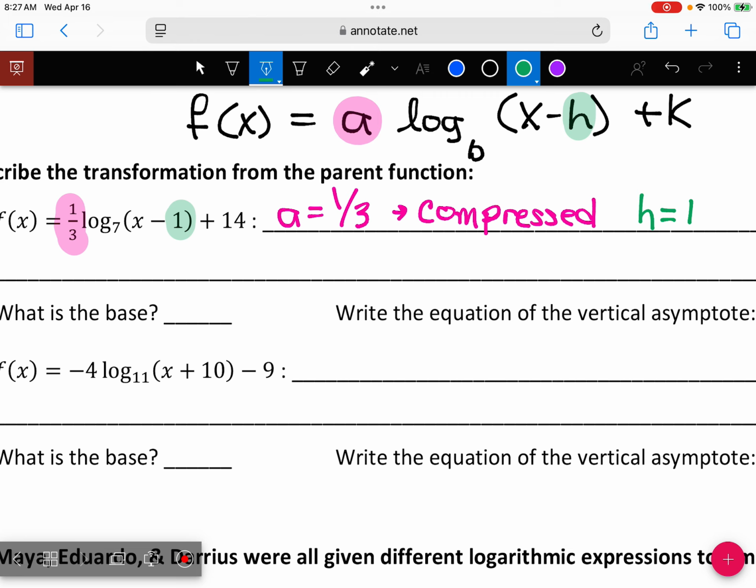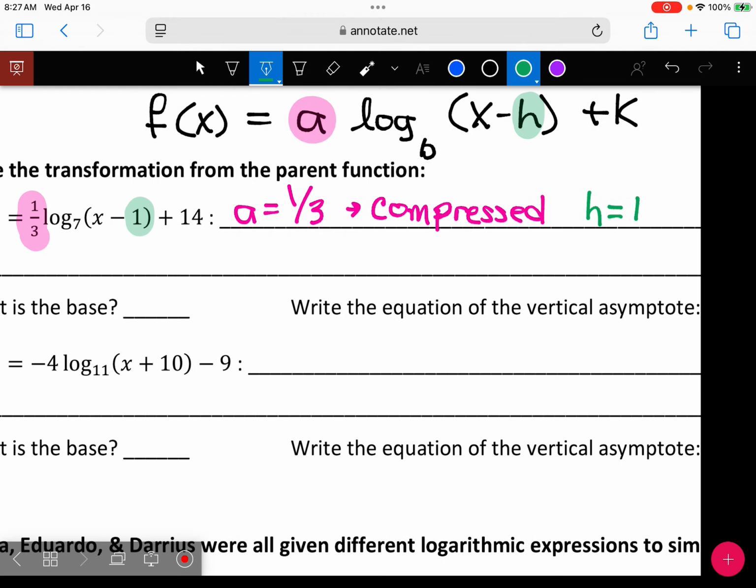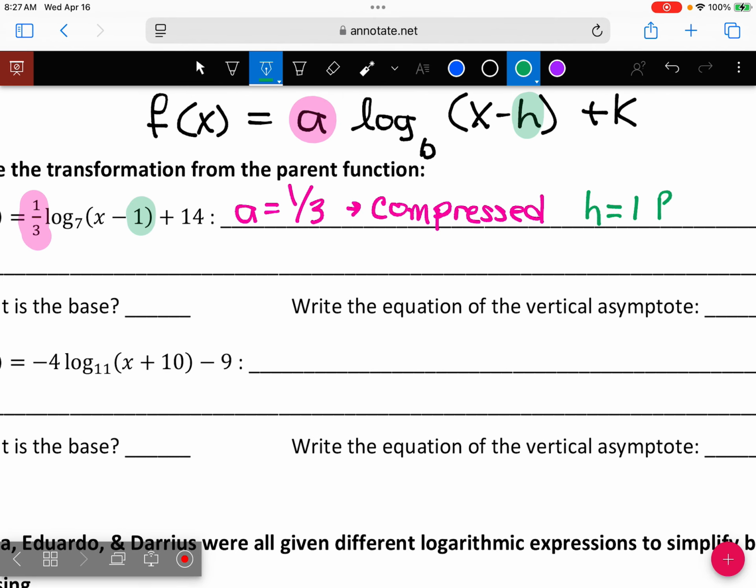It's going to go side to side. H's are horizontal. So think about it, think like our number line up there. If I go from 0, which is where we start, to a positive 1, which way do I go? To the right. If h is positive, it goes to the right. So this is going to go right 1.